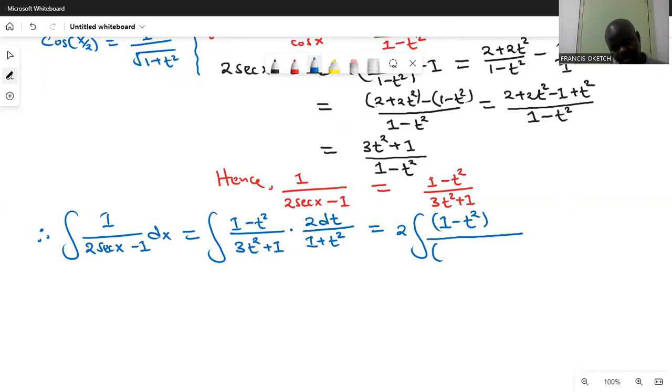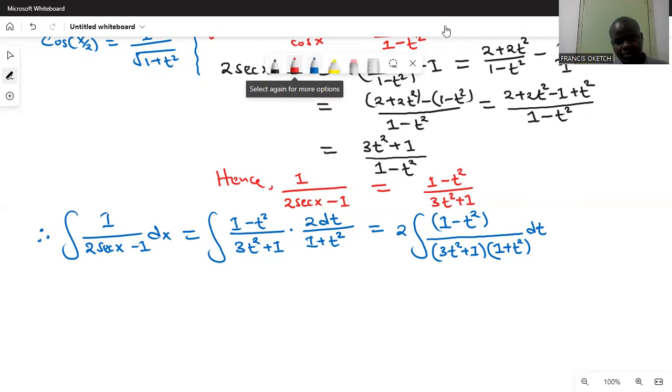Denominator, we have 3t squared plus 1 times 1 plus t squared dt. So then you need to ask yourself, how do we integrate this kind of a function where the denominator is a product of two quadratic factors? When you have such a product in the denominator, the best thing is to use partial fraction decomposition. So let's decompose our integrand using partial fractions.